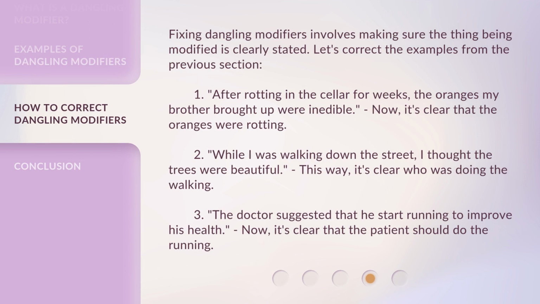Fixing dangling modifiers involves making sure the thing being modified is clearly stated. Let's correct the examples from the previous section. 1. After rotting in the cellar for weeks, the oranges my brother brought up were inedible. Now, it's clear that the oranges were rotting.